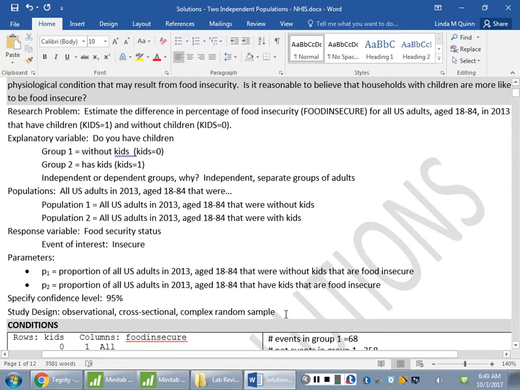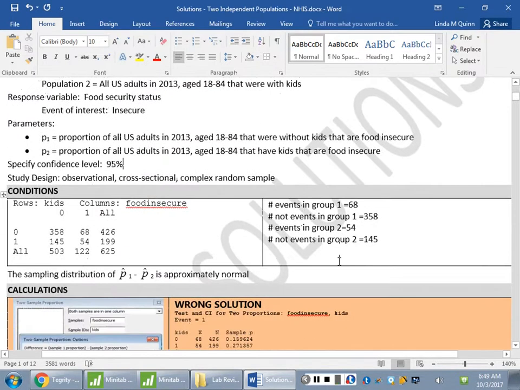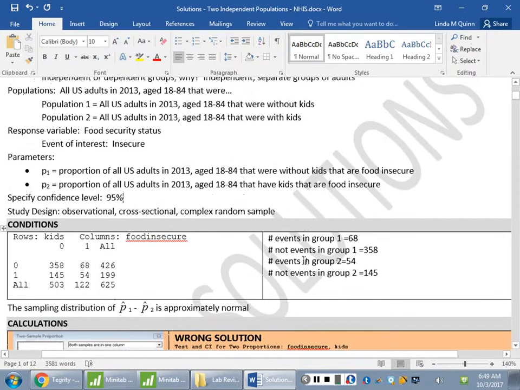95% confidence interval. I've already told you the study design is observational, and it has a random sample. All right, so the first section to deal with is the condition section. For this, we need to have a cross-tabulation table. So let's go into Minitab and get that for us.